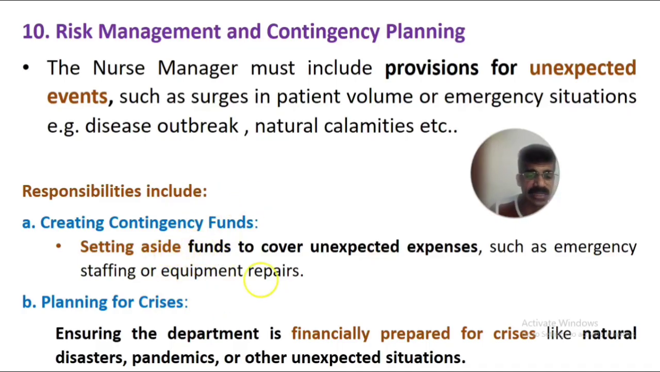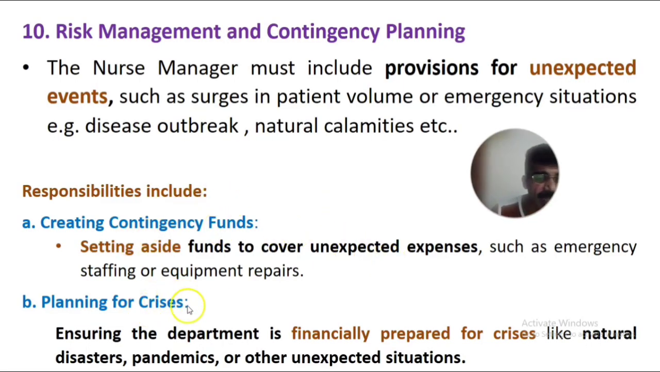So we set aside part of the proposed budget to cover unexpected expenses that occur in an emergency situation, that is, emergency staffing required when there is a surge in patient volume in the hospital, or during that period the patients need more supplies and more equipment. That may lead to failure of particular equipment, which has to be repaired immediately. For that we need additional expenditure. That all comes under making a contingency fund, an extra fund for unexpected expenses.